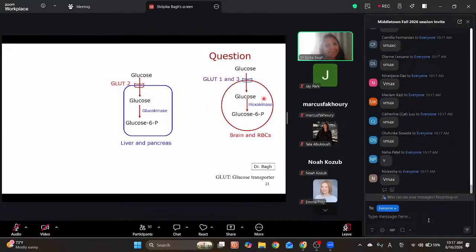Whereas hexokinase is in brain and RBC, where you want to quickly utilize glucose. So hexokinase should be an enzyme of high affinity. What is high affinity reflected by? Low Km. That's why hexokinase has a low Km and rightly so.